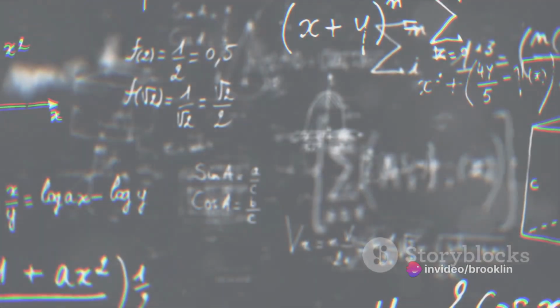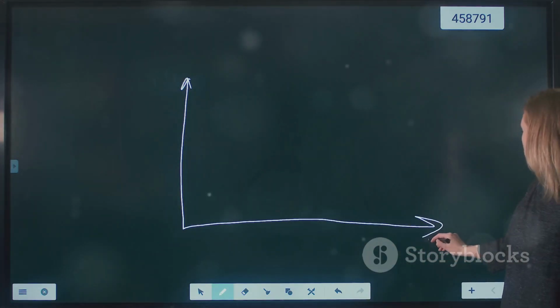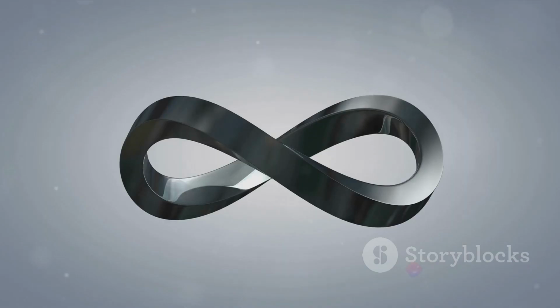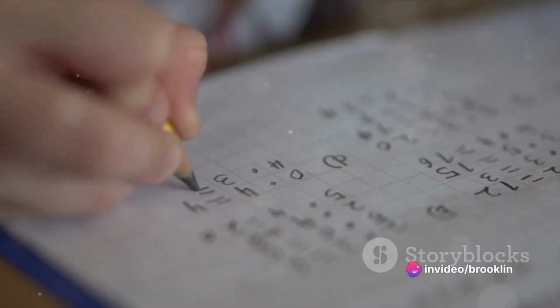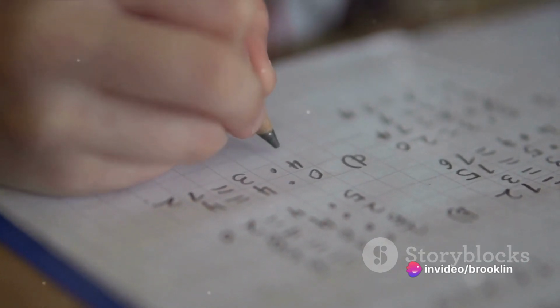Let's imagine a function, a mathematical relationship between two sets of numbers. Now, let's say we're interested in what happens to this function as we approach a certain value. Here's where the concept of a limit comes in. A limit tells us what value the function approaches as it gets closer and closer to the point of interest.